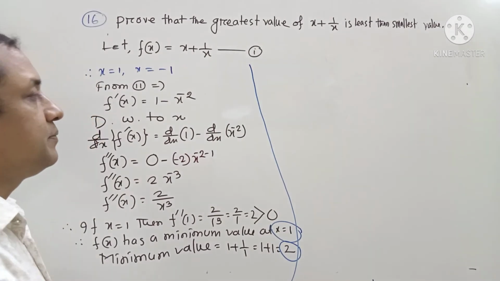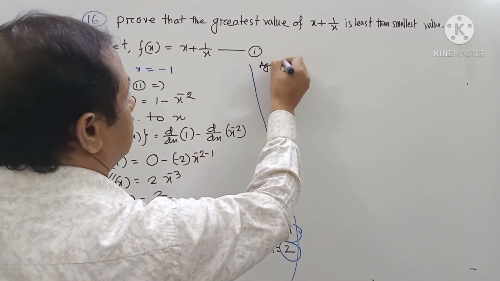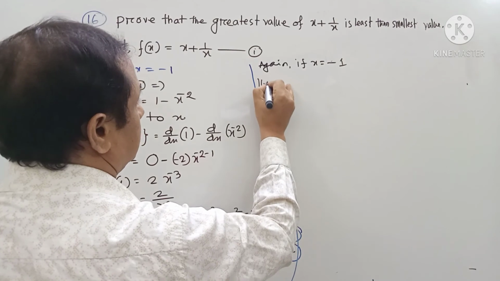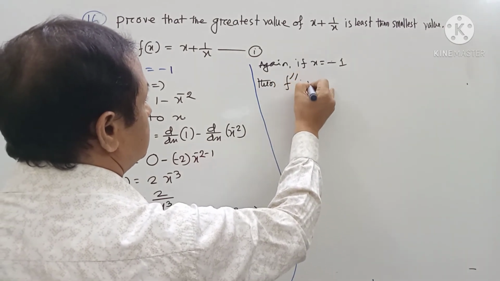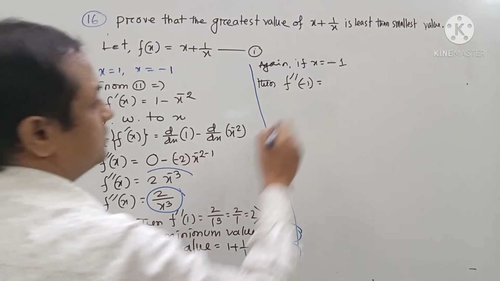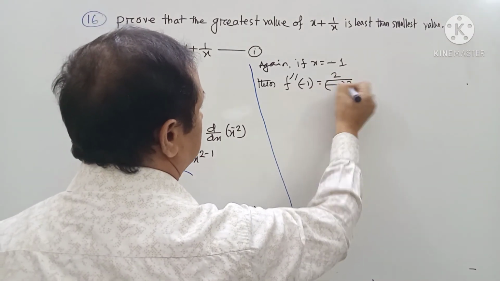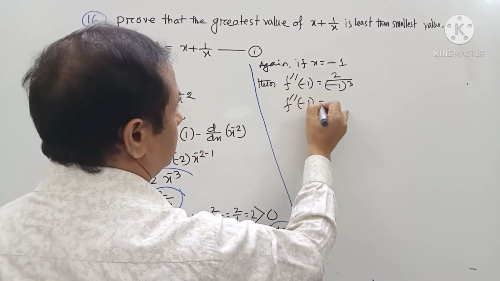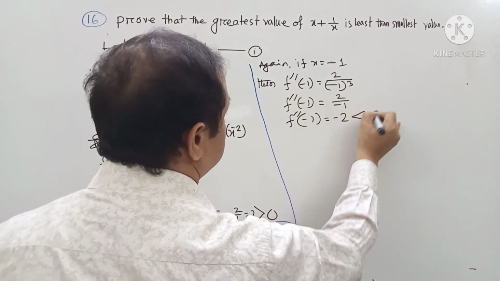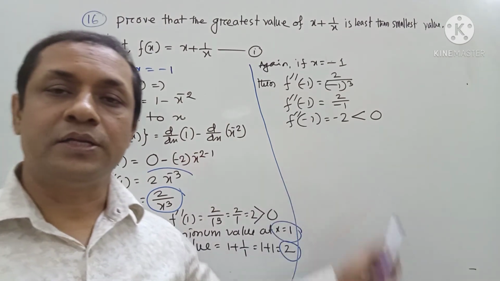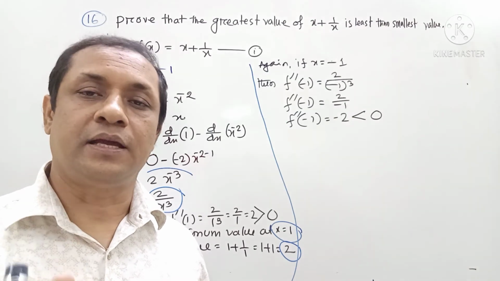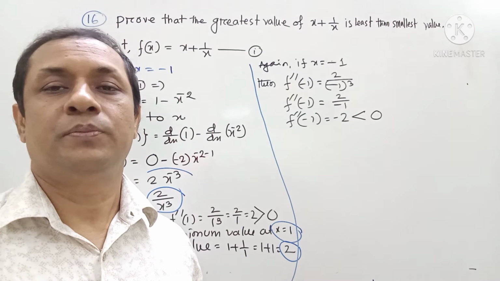Then student, again if x equals minus 1, then f double prime minus 1 equals, putting the value of x equals minus 1, 2 by minus 1 whole cube. So f double prime minus 1 equals 2 by minus 1, which equals minus 2, which is less than 0. Here minus 2 is negative. So the function f of x has a maximum value at x equals minus 1.